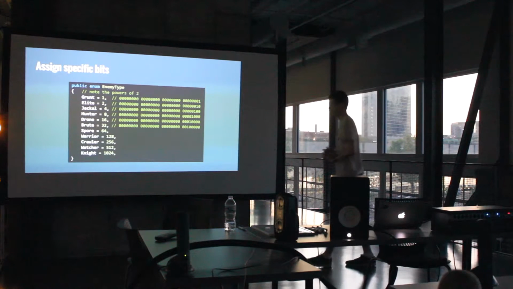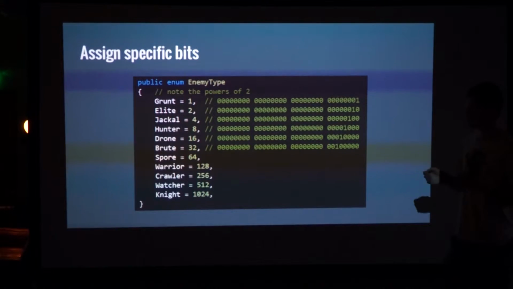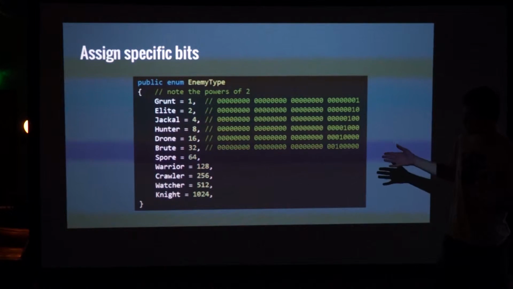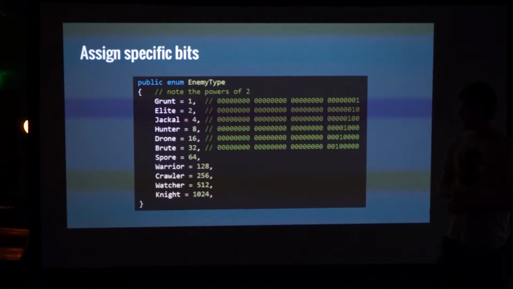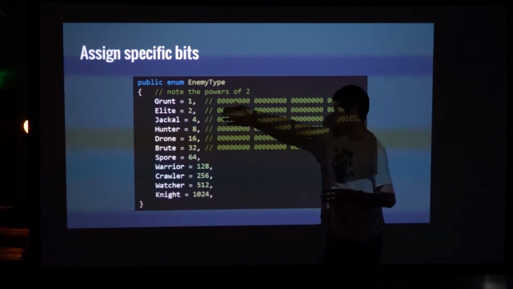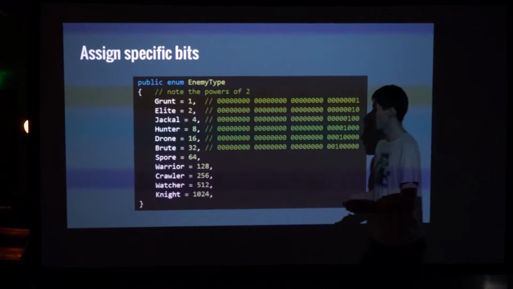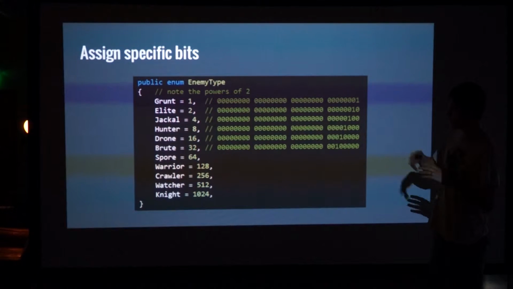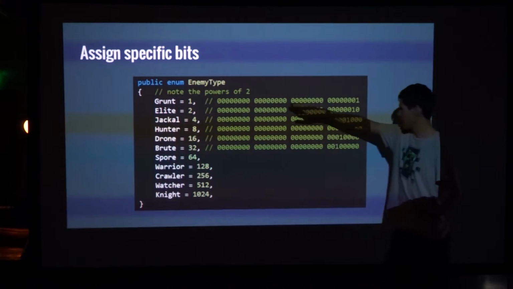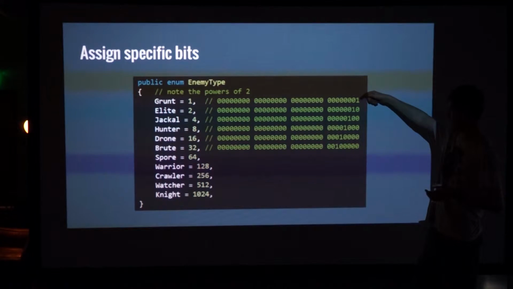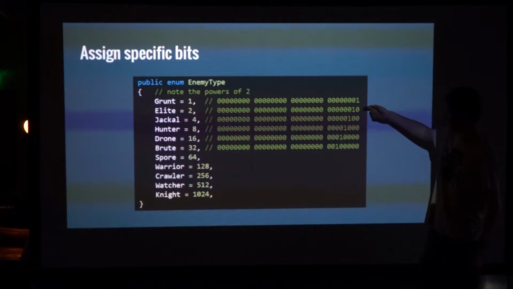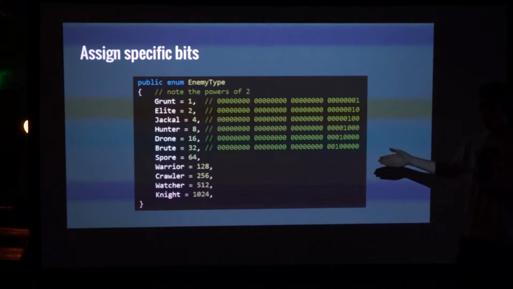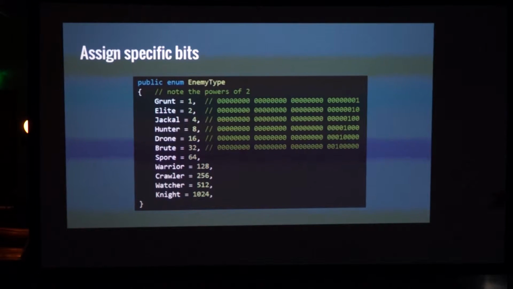So here we're kind of further defining our enemy type. This is something most programming languages support: you can give exact numbers to a type. So when you give the number 1 to grunt, that's represented here in binary as a 1 at the very end. That's the number 1 in binary. The number 2 in binary is this right here. The number 4 in binary is this, and so forth. These are going up by powers of 2, so 1, 2, 4, 8, 16, etc.